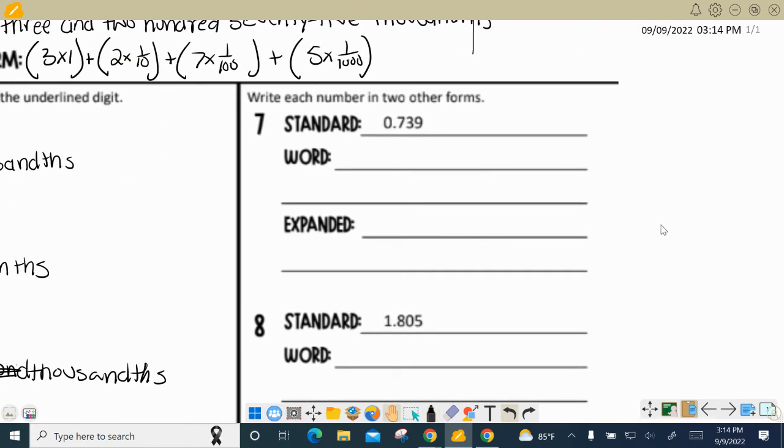Let's jump over here to number 7. Write each number in 2 other forms. This first one says 0 and 739 thousandths. So, the 0 and, I don't really care if you say that or not. You can say 0 and 739 thousandths, or you could just say 739 thousandths. It really doesn't matter. We are going to write our 0 in for this part, though. For the word form, I'm going to write 0. And remember that decimal point is always an and.